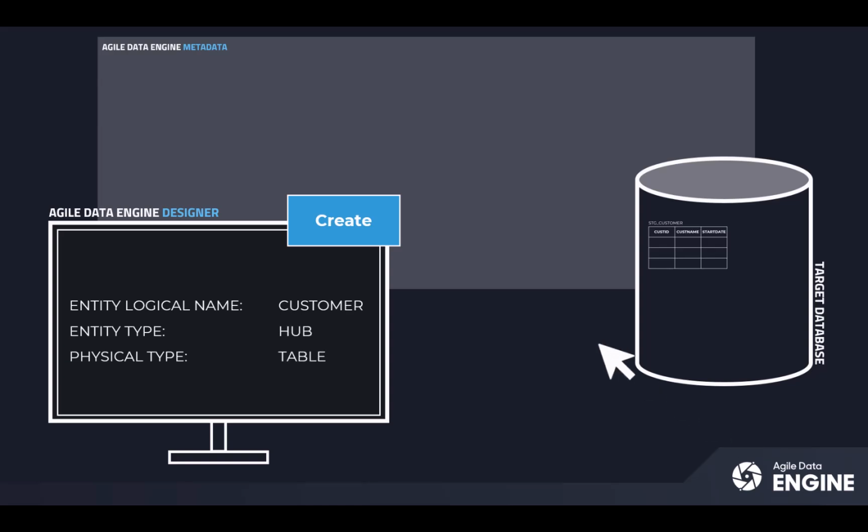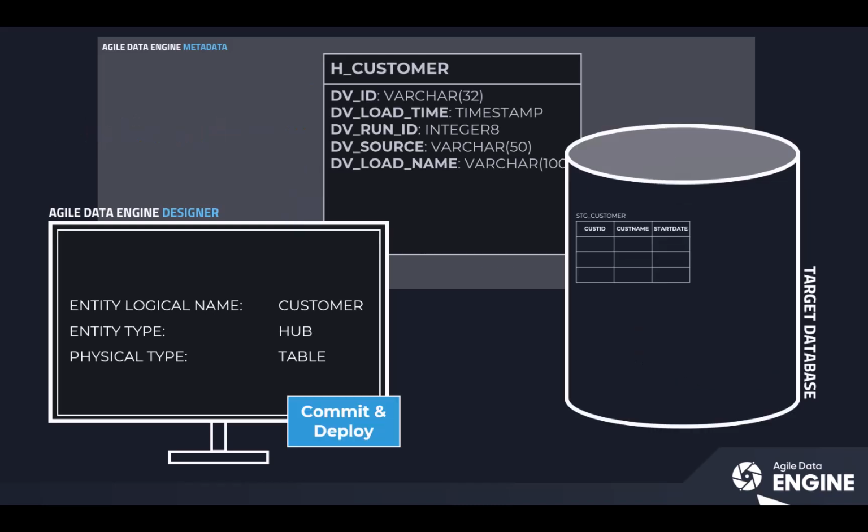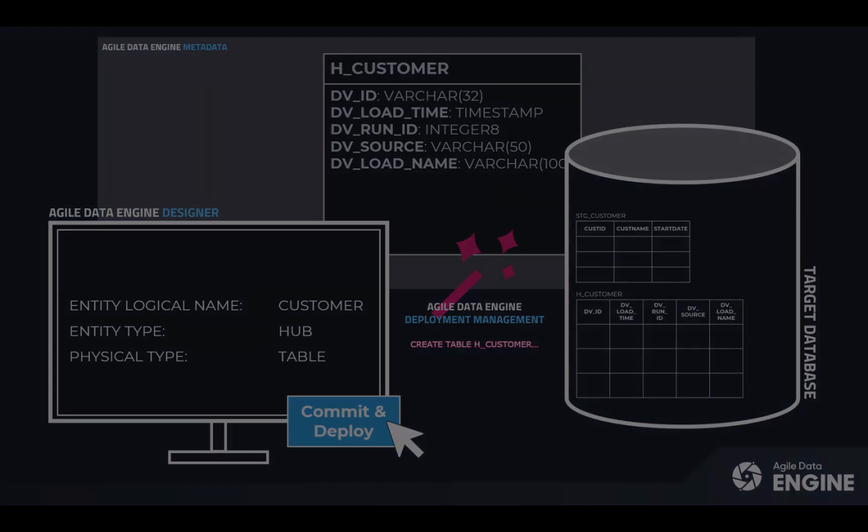You can also use predefined entity types with default attributes when creating a table. This means you and your team don't need to manually add common attributes each time. ADE automatically includes them, saving time and ensuring consistency. Once the metadata is saved, you can commit the changes, initiate a deployment, and ADE's deployment management will execute the create table statement for you.